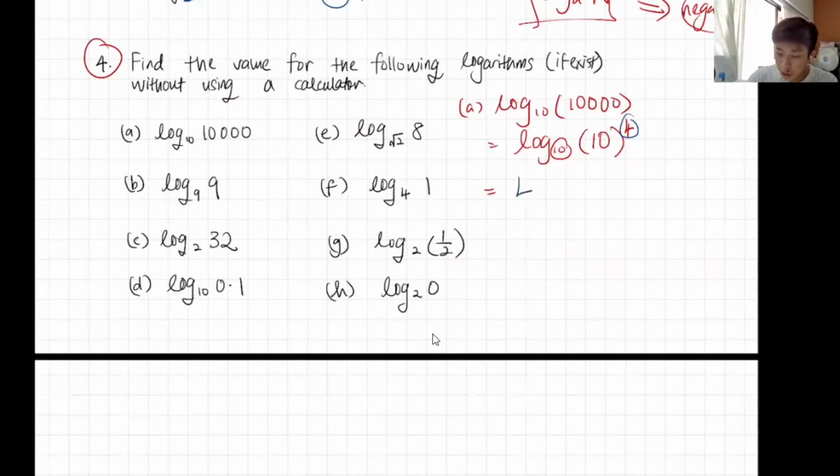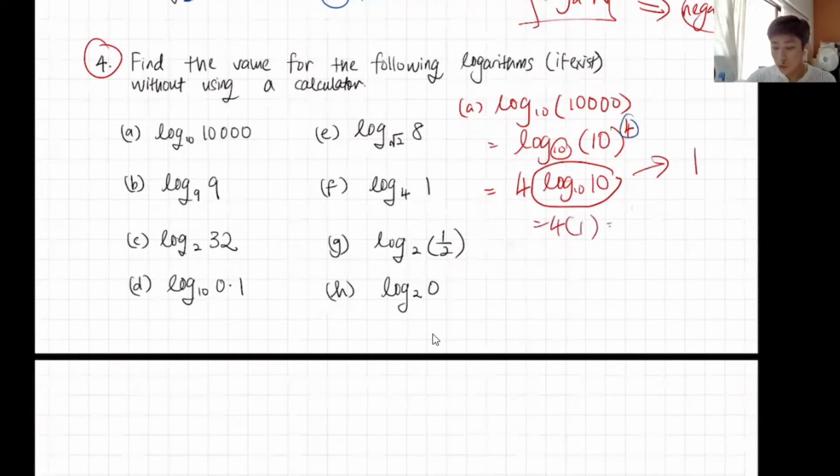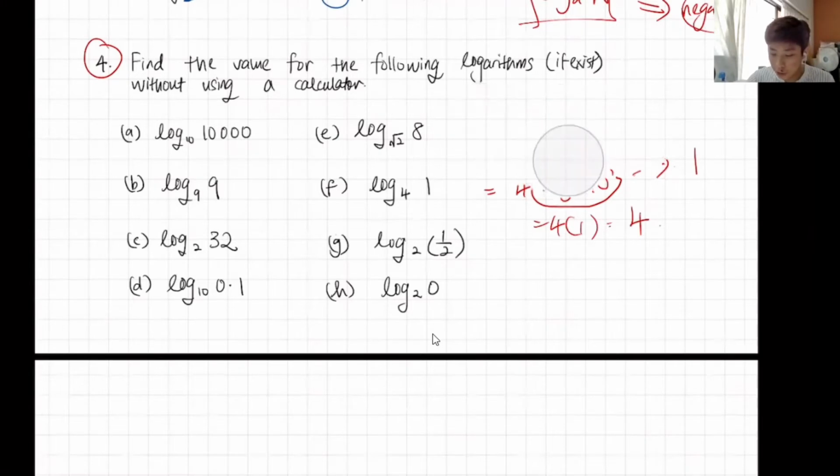It will become 4 log 10, 10. And log 10, 10, now I can apply, not the law of logarithm, but one of the identities. When you have log A A, when you have the same thing, it becomes 1. So you have 4 times 1, which gives you 4. All right, this is very simple, but I'm trying to go through it in detail. If you are learning it for the first time, you would want to learn it that way.